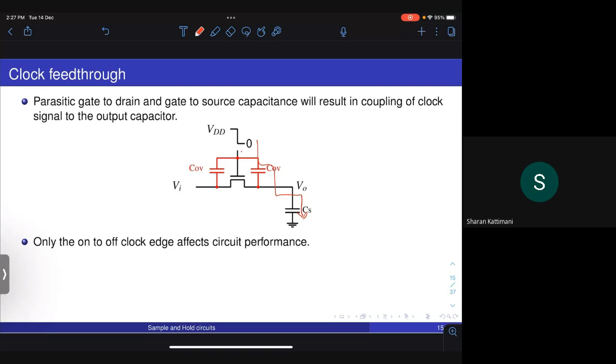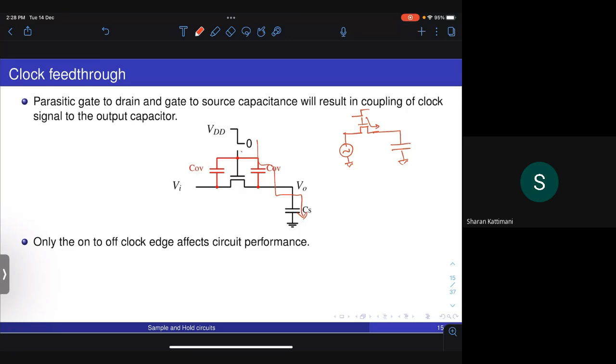Now there are two edges of the clock: the rising edge and the falling edge. The rising edge is not of concern, because even if there is an injection of charge in the rising edge, soon after the rising edge, the switch turns on. So there is a low impedance path between V input and the output, because of which any additional charge will get absorbed. What I'm saying is, if I have a voltage source and a switch driving a capacitor, when the clock goes from 0 to 1, there is a charge injected onto the capacitor.